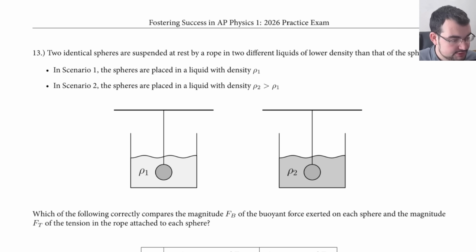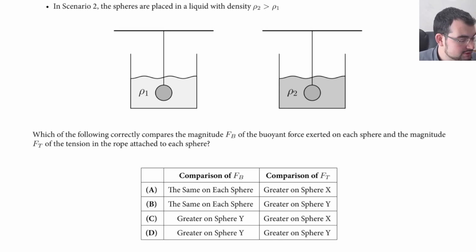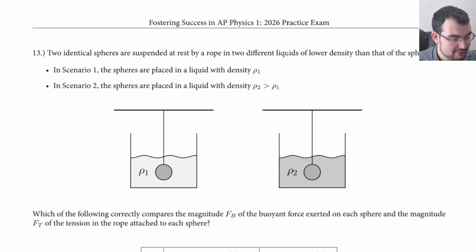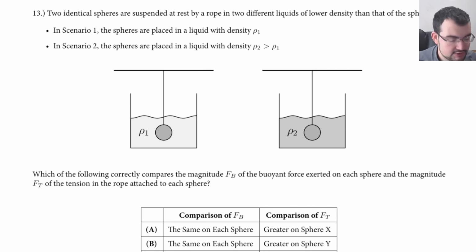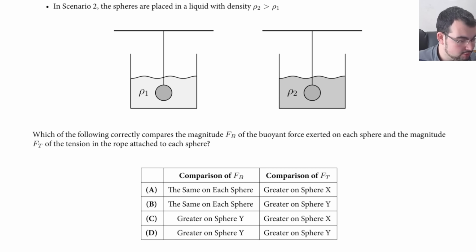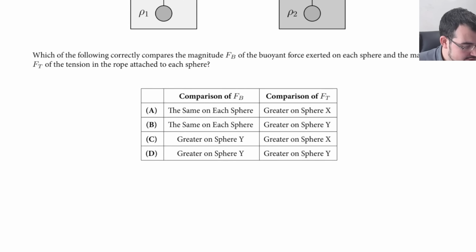All right, 2 identical spheres are suspended by a rope in 2 different liquids of lower density than that of the sphere. So in scenario 1, we have a less dense liquid. In scenario 2, we have a more dense liquid. We want to compare the buoyant force on each sphere and the magnitude of the tension in each rope. So we are given that these spheres would sink, so the tension is supporting them. So we just got to do a force diagram.